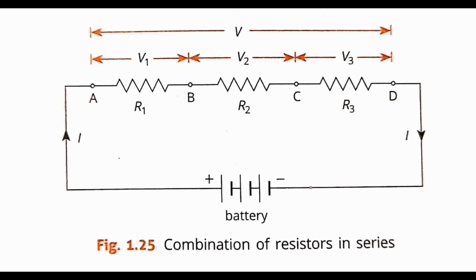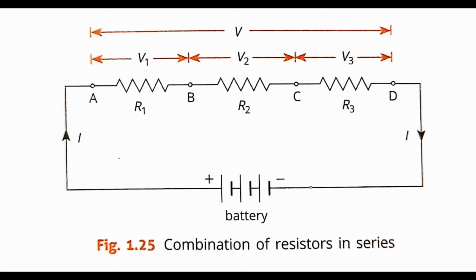When the resistors in a circuit are connected in series, the current I passing through each resistor is the same. Each resistor has a different potential difference across its ends, but the sum of the potential differences across all the resistances is equal to the voltage of the battery.